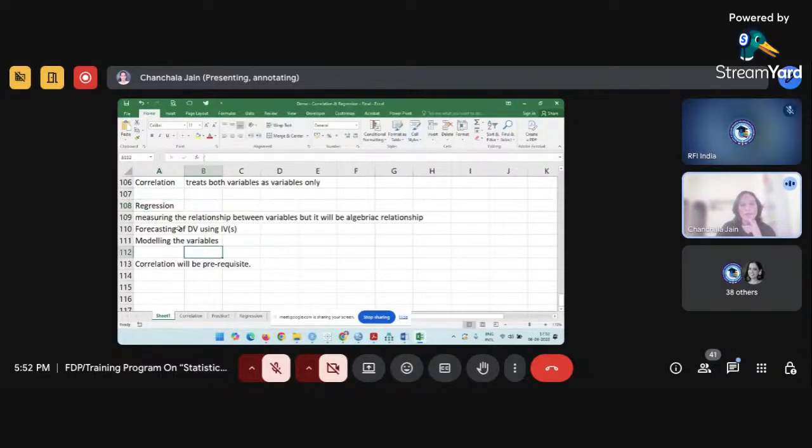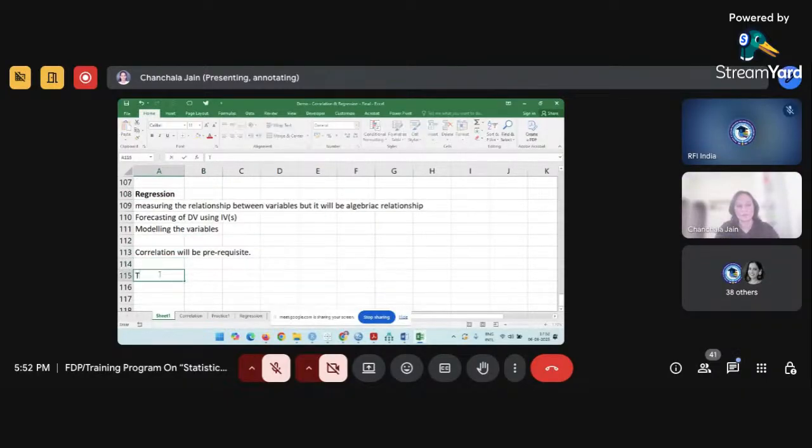Fine, everyone? Is it clear? Yes, madam. Fine. Then talking about the types. Although there are various types, here we are talking about linear regression, right? I must write here: linear regression.